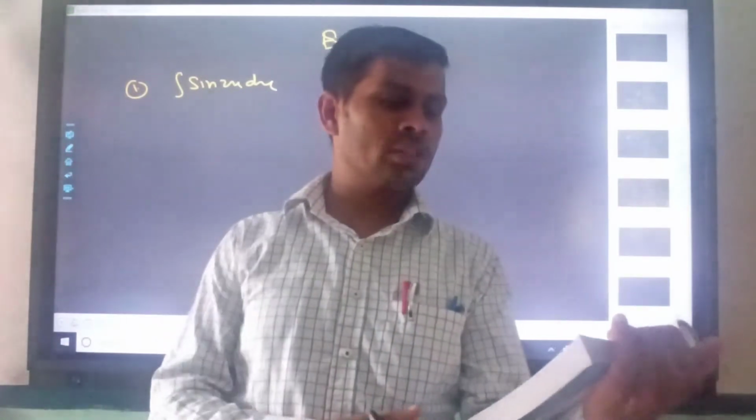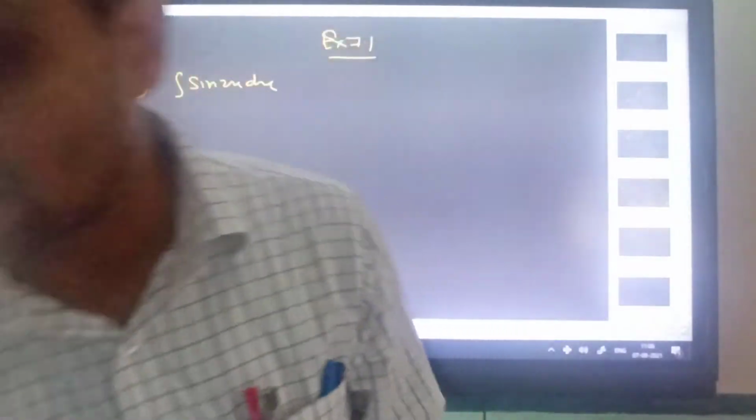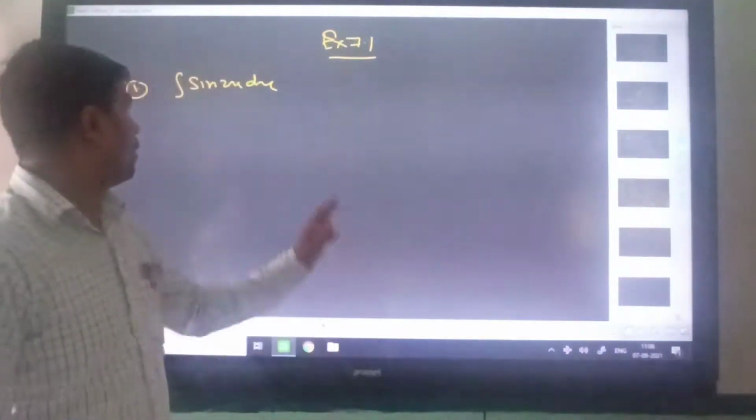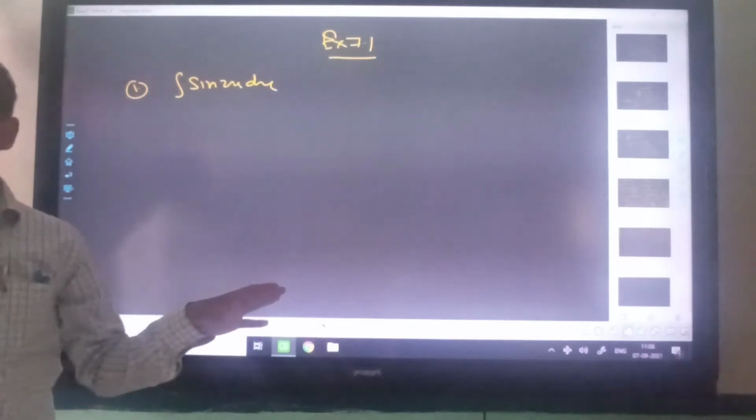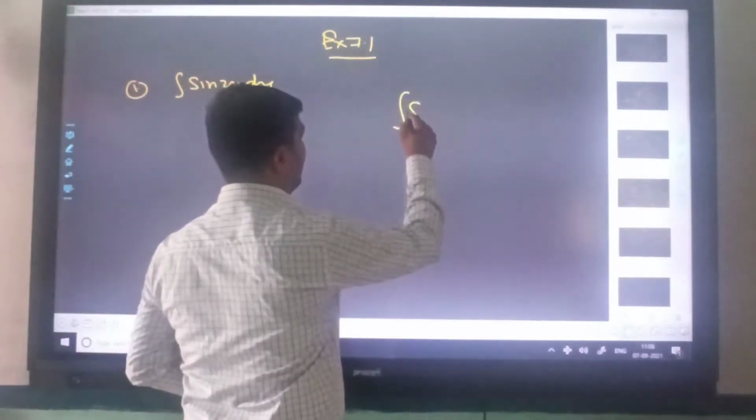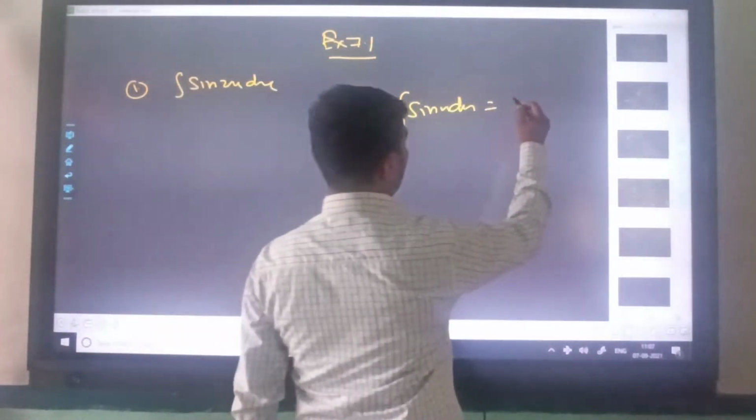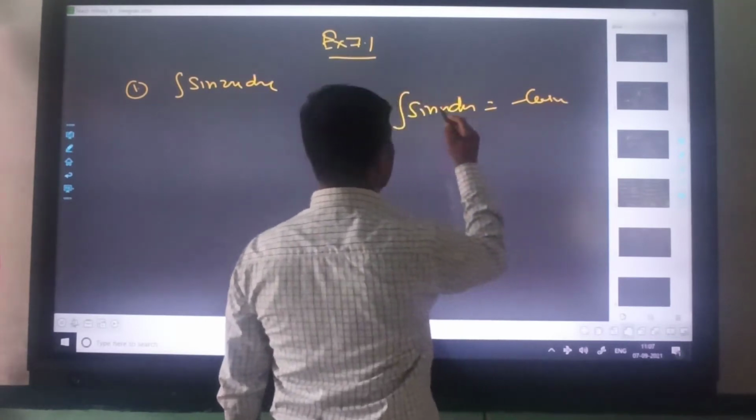Find the antiderivative of the following function by the method of inspection. By the inspection method, you have to find the derivative of this one. So how can we find the integration of this question? Try to understand. In the previous video I told you that the integration of sin x, everybody knows, is minus cos x.